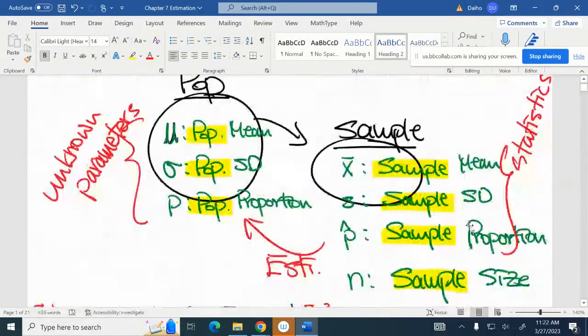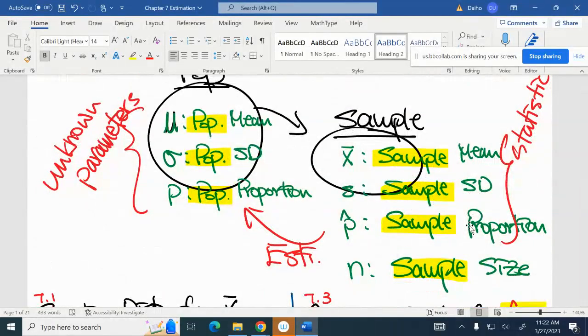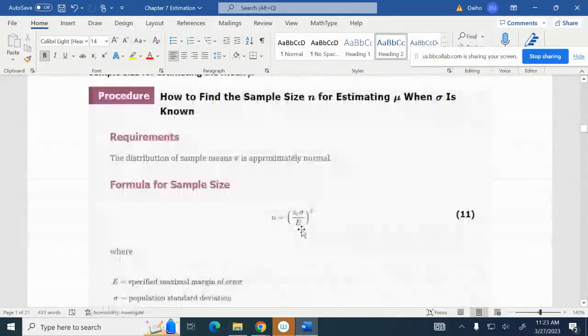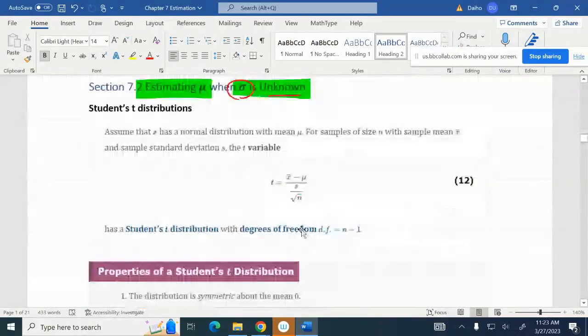Today, we don't know the population standard deviation either. We estimate the unknown sigma with what? The sample standard deviation. Very simple. If you don't know mu, we can estimate mu with the sample mean. Today, if you don't know sigma, we can estimate it with S, the sample standard deviation. Before, we didn't know the population proportion, so we used the sample proportion. One by one, right? So today, let me go to section 7.2. The title is Estimating Mu When Sigma Is Unknown.